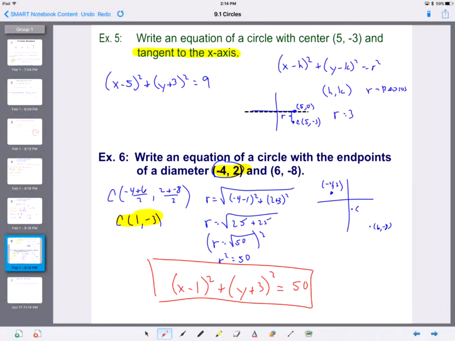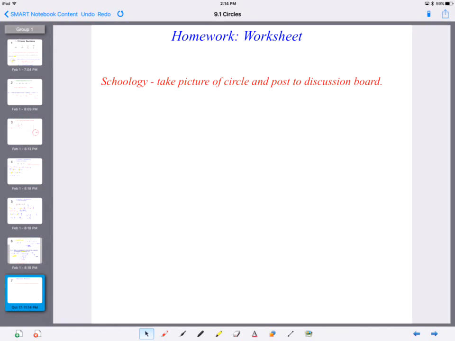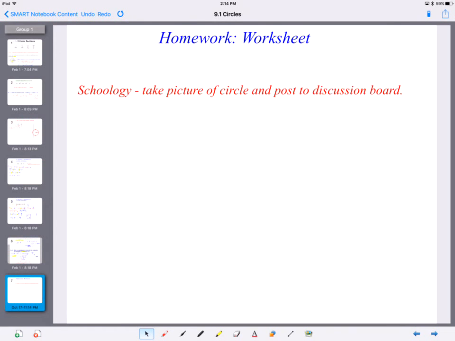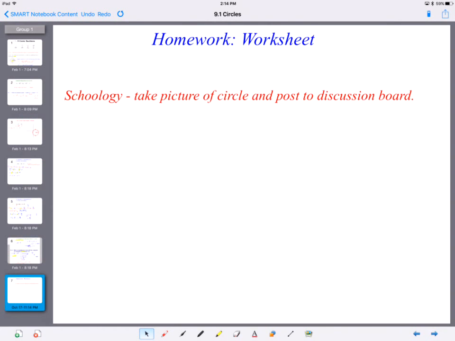All right, so there you go. That is circles, the first section of conics. One of the things I'll have you do for all conic sections is take a picture of a circle and post it to the discussion board on Schoology. The picture needs to be something from your home, something out in nature. It cannot just be a picture taken off of Google. It has to be something that you take a picture of, and you will post it on there. Make sure you identify what it is that you're taking a picture of.